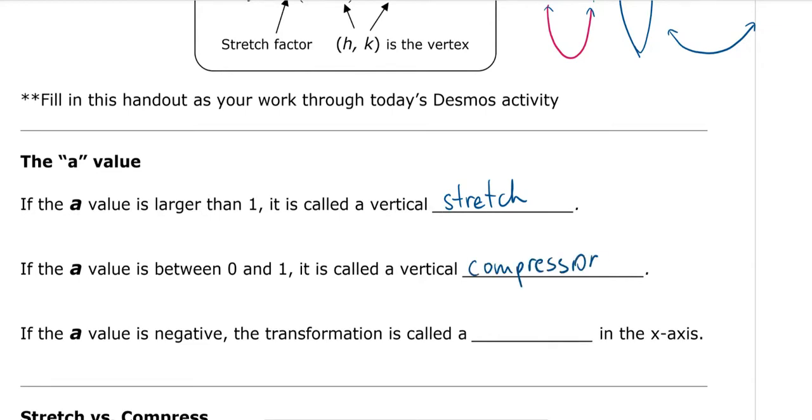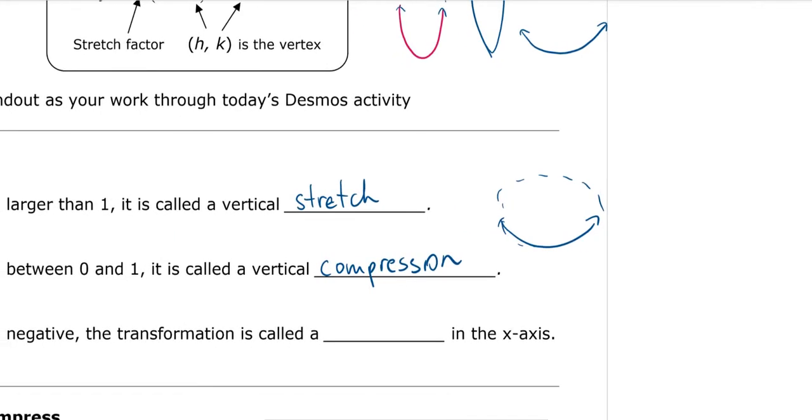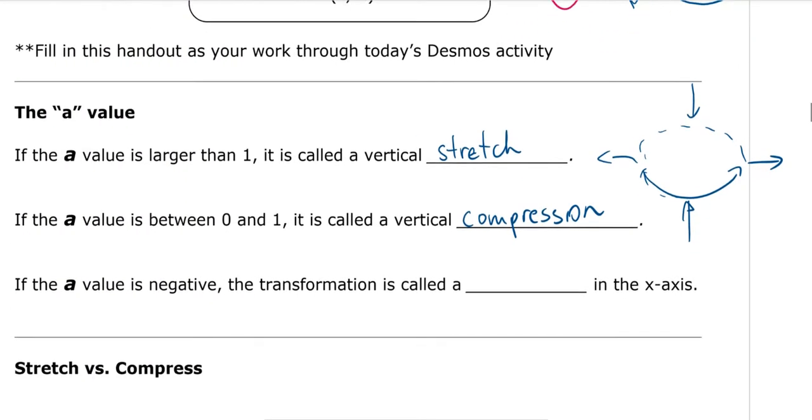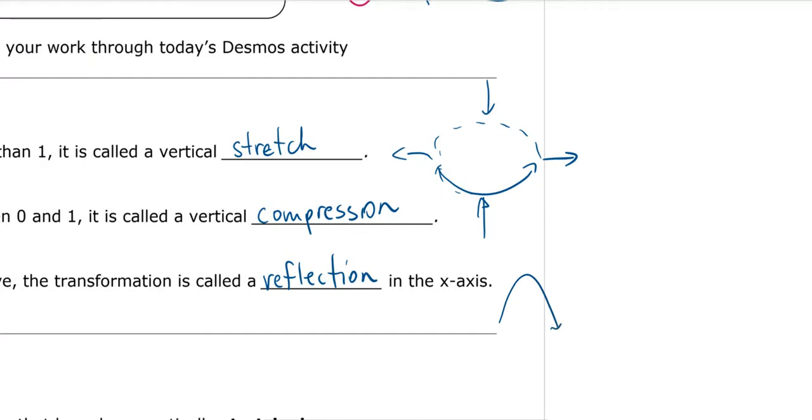Think of the rubber band again. If you compress it vertically, it gets wider. Here's your top half of the rubber band. So it gets wider, but what you're doing is vertically compressing it. You're compressing it this way, but it gets wider this way. And if the A value is negative, the transformation is called a reflection in the x-axis, and this is when your parabola opens down because your A value is negative.